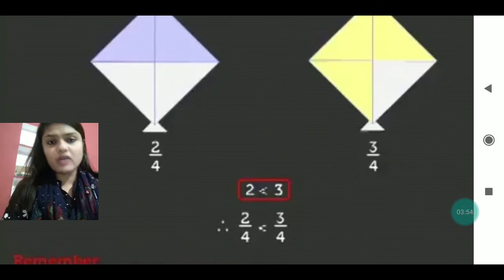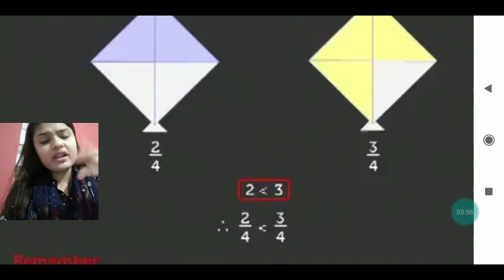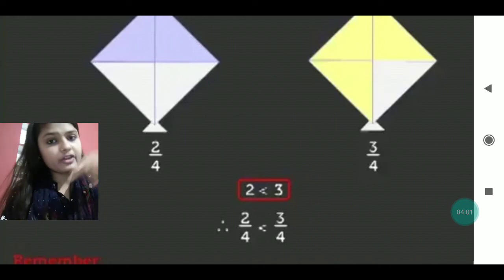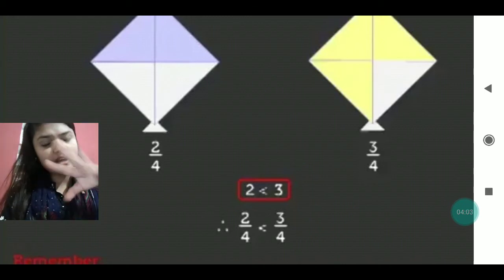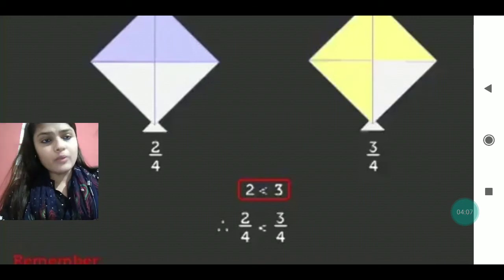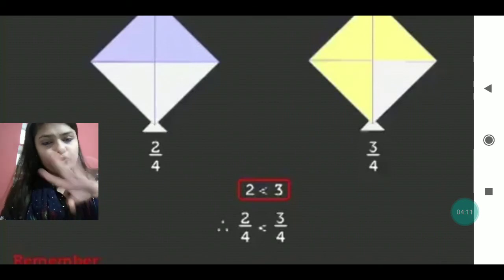See, there are two kites. One kite is distributed into four parts. The whole is distributed into four parts, so the whole is 4, and 4 we have written as the denominator. The other one is also distributed into four parts. Both are distributed into four parts, so 4 we have written in the denominator column.